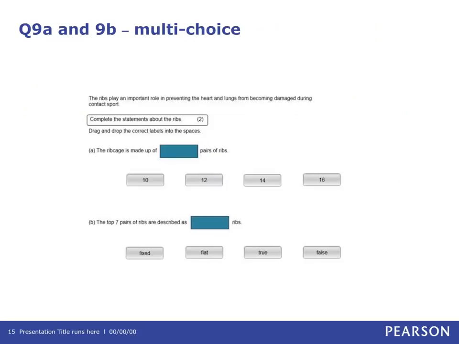Question 9. This question is a straightforward multiple choice. 9a. Very few learners accessed full marks here. Many knew that there are 12 pairs of ribs. 9b. Very few learners were able to identify the top 7 pairs as true ribs. Answers: 9a, 12 and 9b. True.